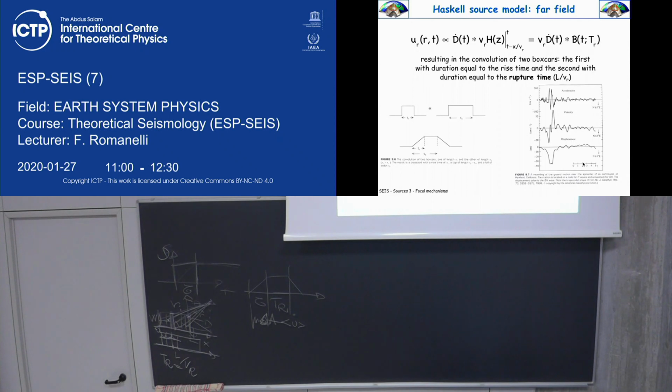Now we will explore two consequences of this sketch. The first one will be called directivity, because in practice, the duration of that trapezoid will depend on the relative position of the receiver compared to the rupture.